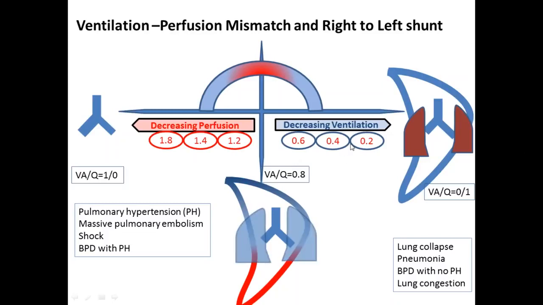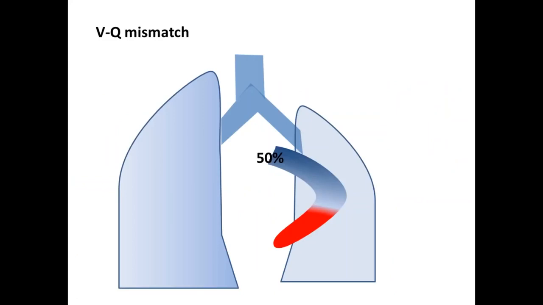With decreasing ventilation, you may have lung collapse, pneumonia, chronic lung disease with no pulmonary hypertension, or lung congestion. On the other hand, perfusion is low because of pulmonary hypertension and vasoconstriction, massive pulmonary embolism, shock, or chronic lung disease but with pulmonary hypertension. So today I will focus on ventilation perfusion mismatch and right to left shunt.